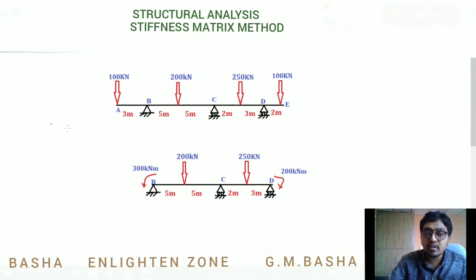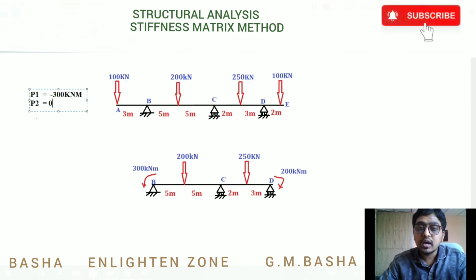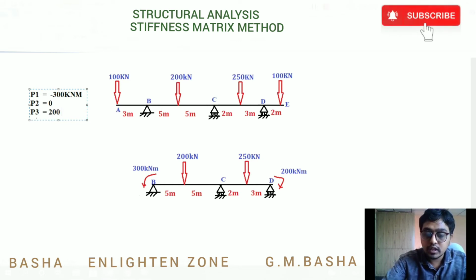So the external force at P1 will be equal to minus 300 kilonewton meter. Again, the external force P2 will be equal to 0, because no force is mentioned at C if we select that as another coordinate. And what about this force at D? P3. For the third coordinate position, your P3 will be equal to 200 kilonewton meter.